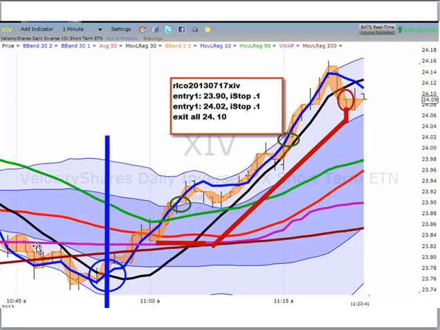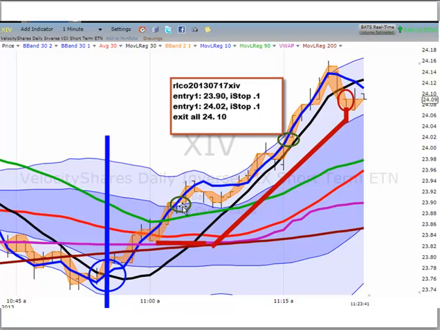Later that morning, we see a regression line crossover here in XIV. Price enters the river. This could have been bought on support at the main, but we end up buying it here on price leaving the river. Shortly thereafter, you get the 30 period regression line leaving the river. This is the beginning of trending behavior.